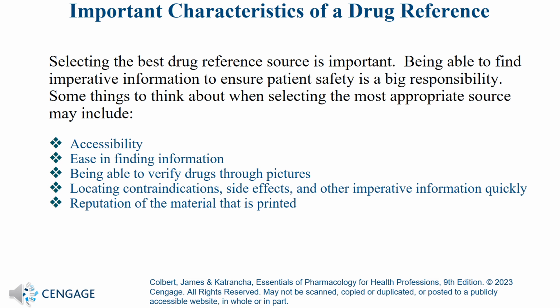What are some important characteristics of a drug reference? Selecting the best drug reference source is important. Being able to find imperative information to ensure your patient's safety is a big responsibility. Some things to think about when selecting the most appropriate source could be accessibility, ease in finding information, being able to verify drugs through pictures, making sure you've got the right medication, and being able to locate the contraindications. The side effects are also important, as is being able to get to that information quickly. And of course, we always want to double check the reputation of the material that is printed.